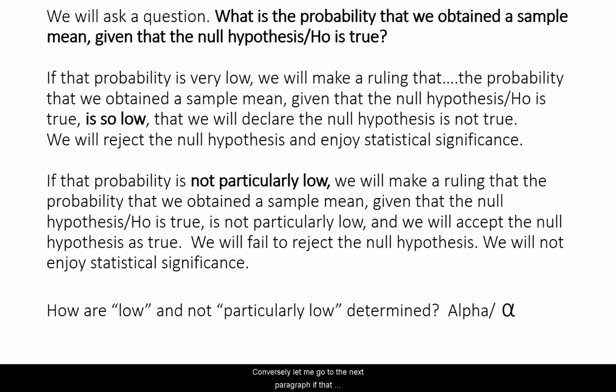Conversely, let me go to the next paragraph. If that probability is not particularly low, we're going to make a ruling that the probability that we obtained a sample mean, given that the null hypothesis is true, is not particularly low, and we will thus accept that the null hypothesis is true. We're just going to have to live with it. We will fail to reject the null hypothesis, which is a bummer. We prefer to reject it. We will not enjoy statistical significance in that case. So it begs the question, how are low, quote unquote, and not particularly low determined? This is a magical thing called alpha, and we're going to get into the mechanics of that in the next clip.